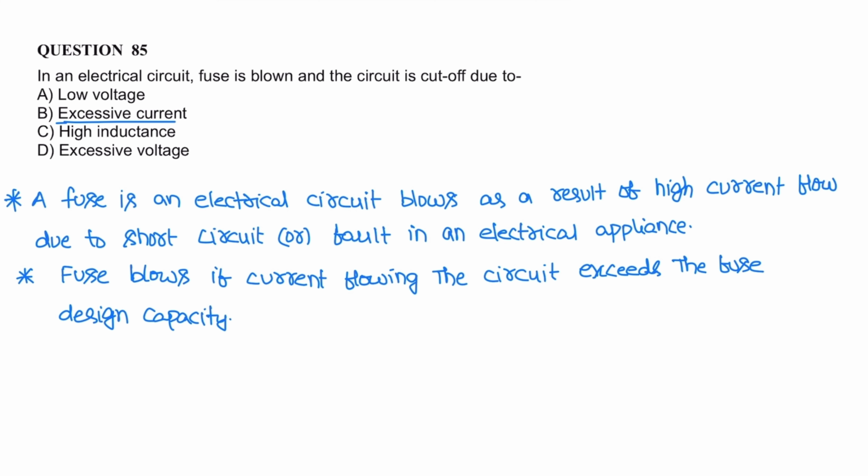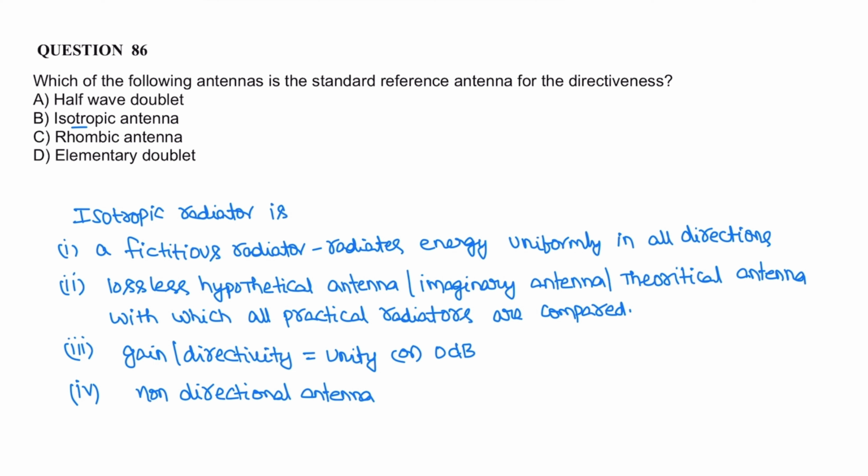Next question. Which of the following antennas is a standard reference antenna for directiveness? The standard reference antenna for calculating gain measurements is the isotropic antenna. An isotropic antenna is a fixed radiator that radiates energy uniformly in all directions. This isotropic radiator is a lossless, hypothetical, or theoretical antenna with which all practical radiators are compared. The gain of this isotropic radiator is unity or 0 dB. It is a non-directional antenna and is the standard reference antenna for measurement of gain.